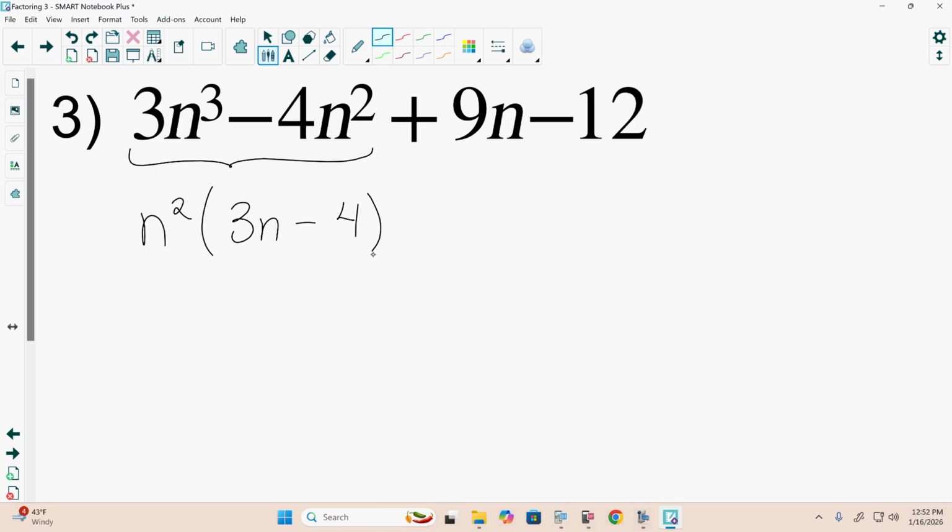Now that does help us a good bit in finding out what we need to factor out, or what the greatest common factor of the other two terms is. Because for us to be able to factor this by grouping, what's inside this parenthesis has to be the same as what we have left over inside the other. Which tells me I want to factor something out of 9n minus 12 so that I get 3n minus 4.